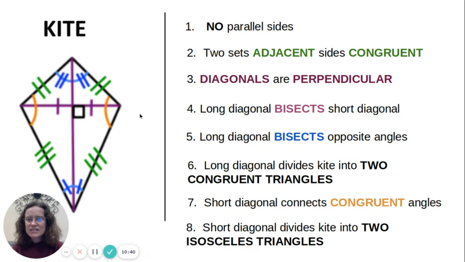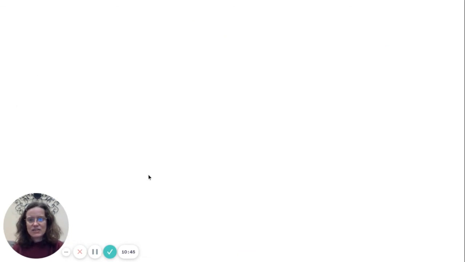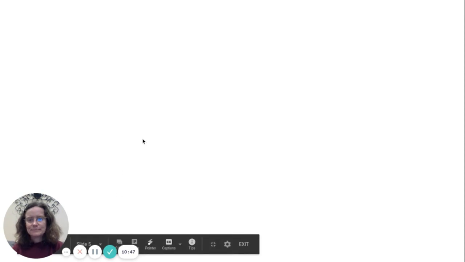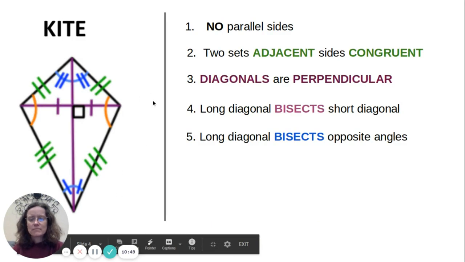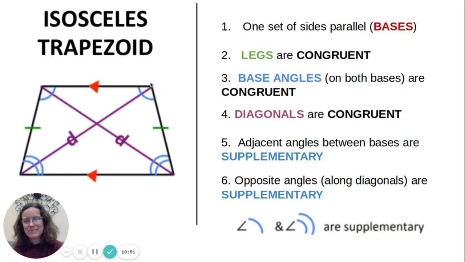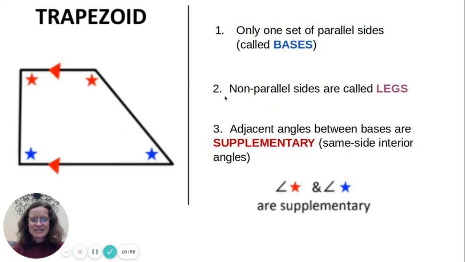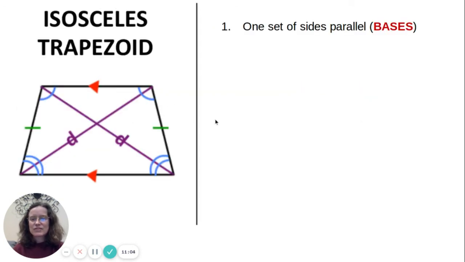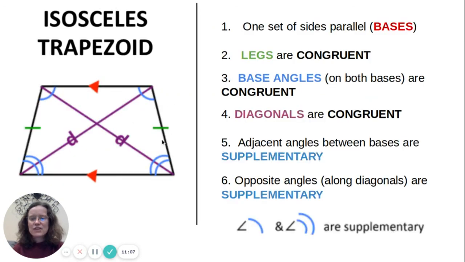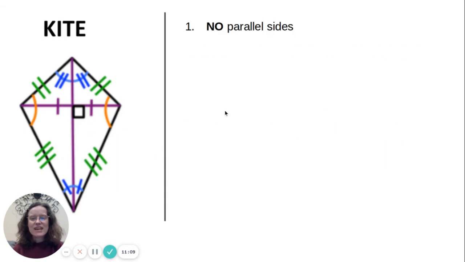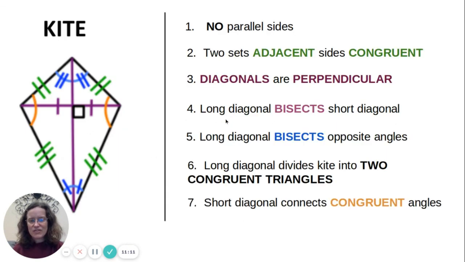So lots of properties going on here with your kite and your, I'm trying to go back to your trapezoid. There he is. So your isosceles trapezoid, and then your regular trapezoid, lots and lots of things. So you're going to be using all those properties now, as you see on your homework, to identify all sorts of fun little things, figure out the different sizes of angles and the lengths of sides based on all these properties.